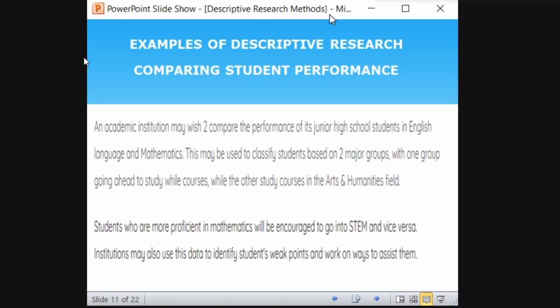So I'm going to show you certain specific examples using these different types. Okay. So first is comparing student performance. This is a kind of descriptive comparative. Okay.